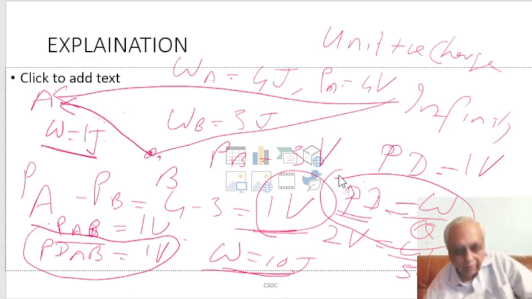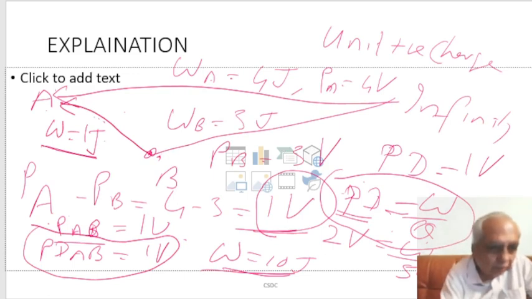When we are bringing a charge from lower potential to higher potential, the work done would be potential difference multiplied by Q, because potential difference is defined for unit charge. Is it all right? So this is the potential difference formula. If these things are clear, then you have studied.